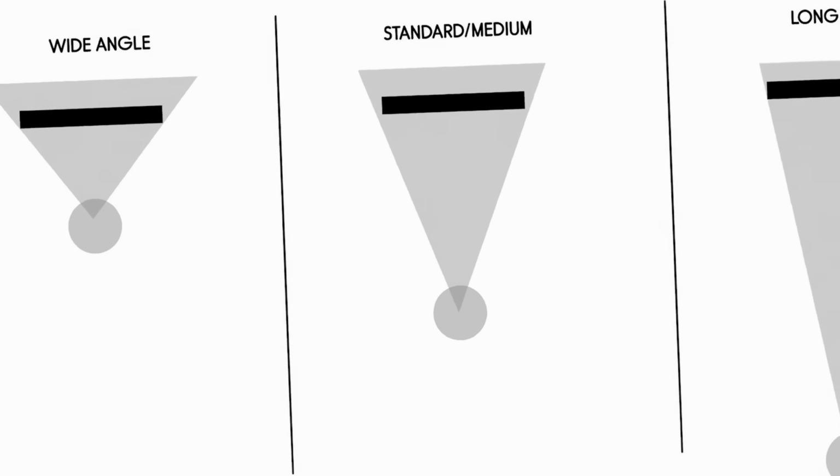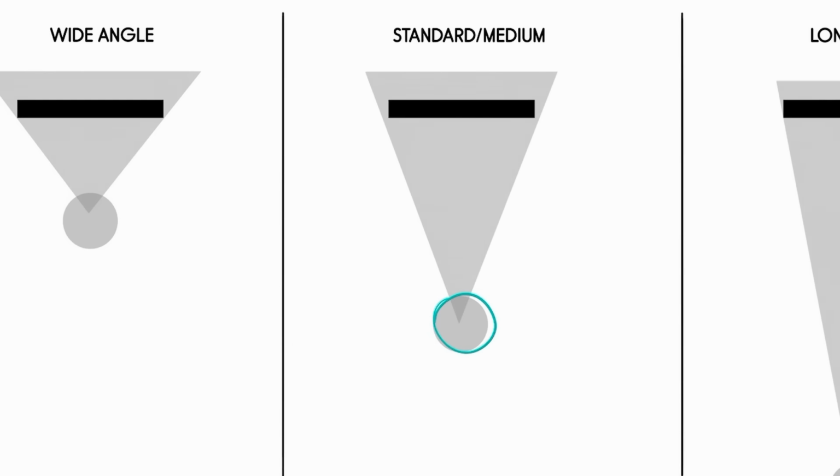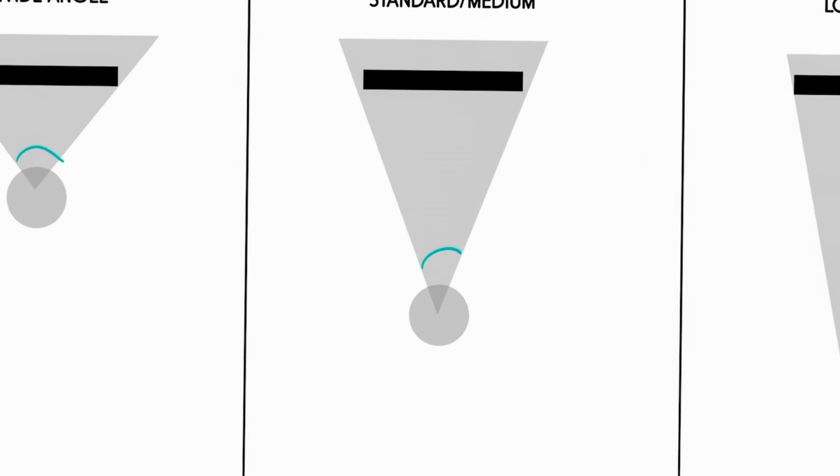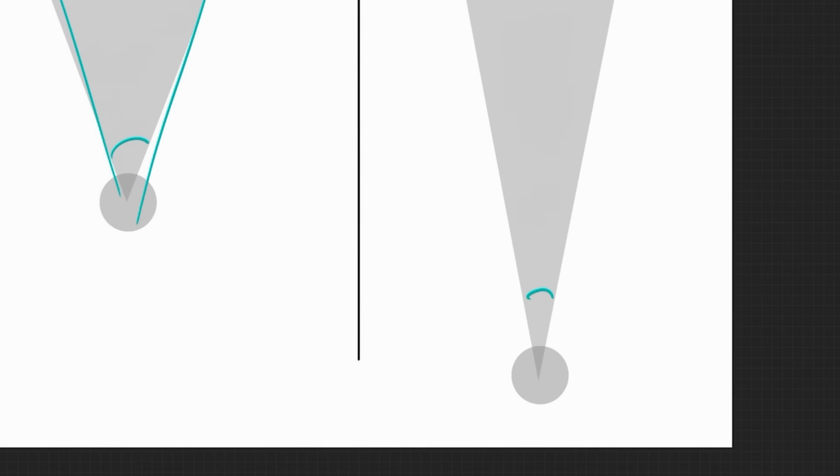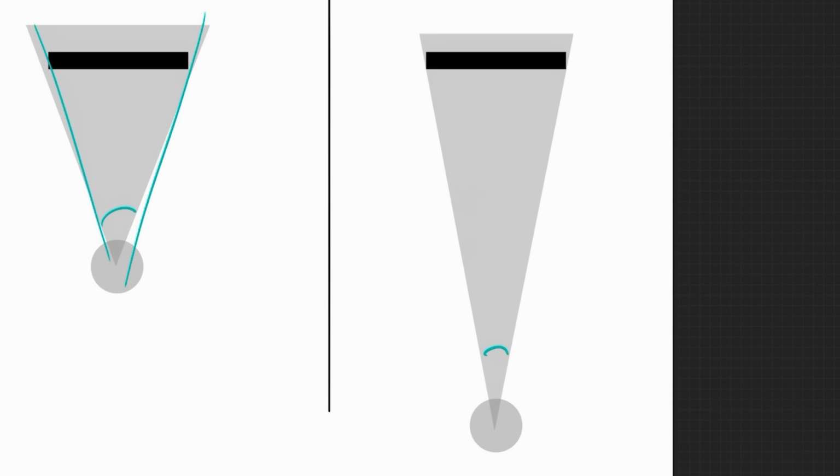And if you look at the standard and medium, it has to have a bit more distance because the angle, it's all about the angle, is a little bit narrower. Therefore, it has to take a bit of distance for it to capture that same subject matter. And then when it comes to the long lens, it's a very narrow angle, so it has to have a lot of distance to capture the same subject matter.